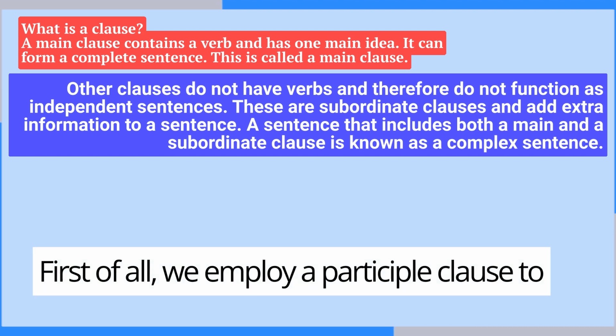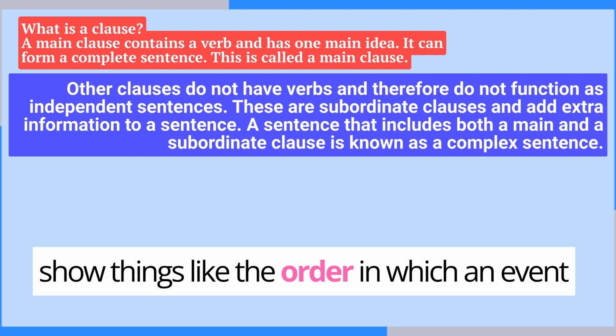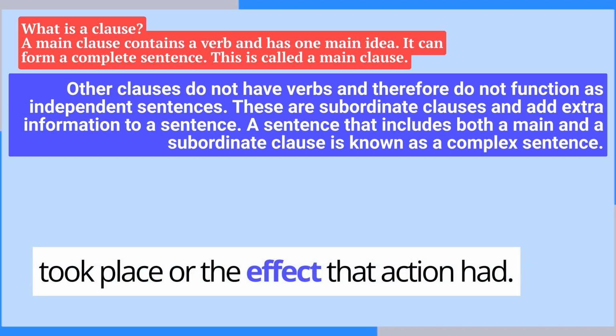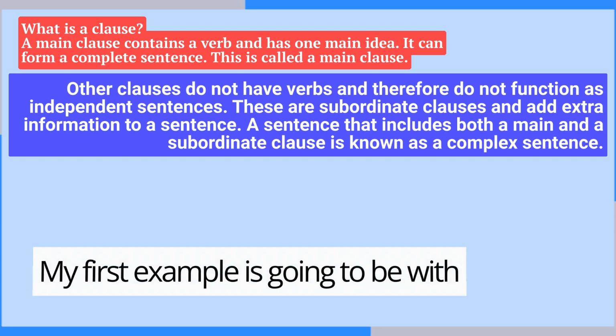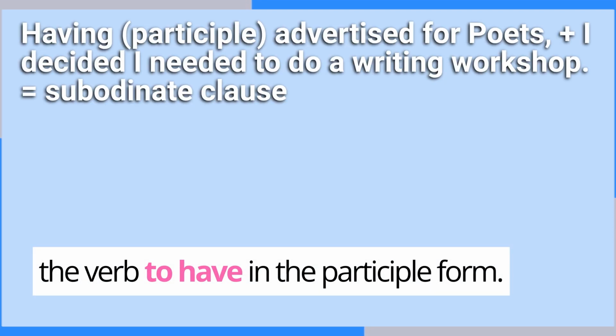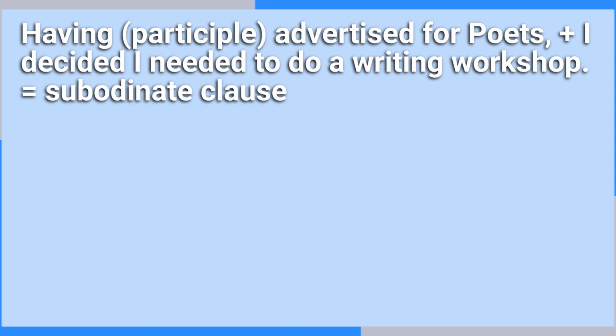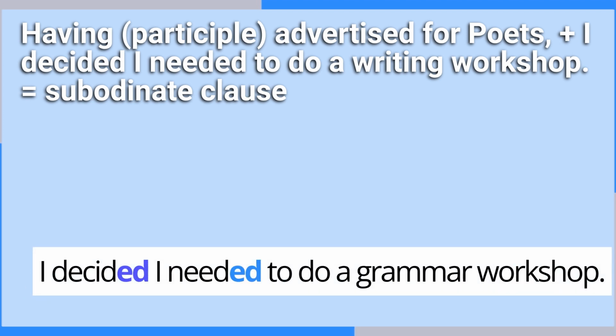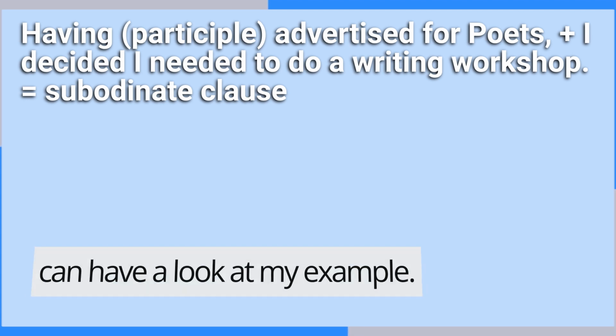First of all, we employ a participle clause to show things like the order in which an event took place, the time, the reason why that event took place, or the effect that action had. My first example is going to be with the verb to have in the participle form. Having advertised for poets, I decided I needed to do a grammar workshop. I'm going to go quiet so you can have a look at my example.